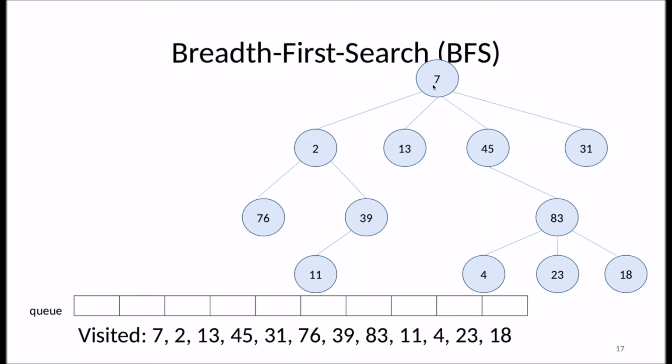We can see I outputted 7, 2, 13, 45, and 31. And then 76, 39, 83. And finally 11, 4, 23, and 18. So by using a queue initialized to the root node, and then as long as the queue is not empty, taking a node out of the queue and enqueuing its children, we get the visitation order of breadth first search.